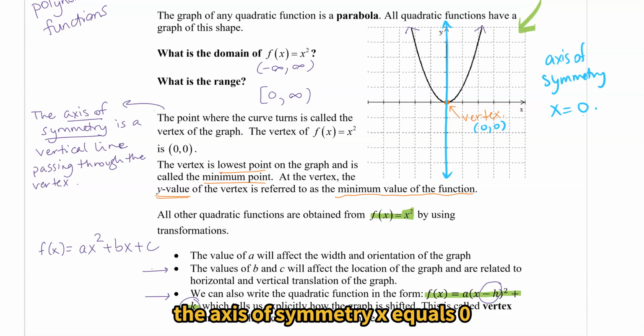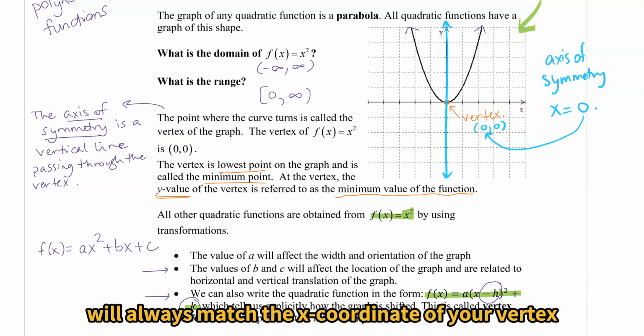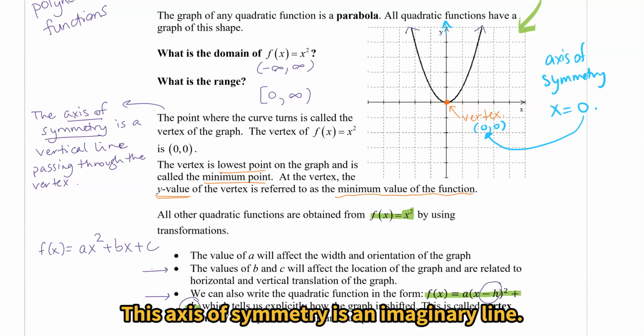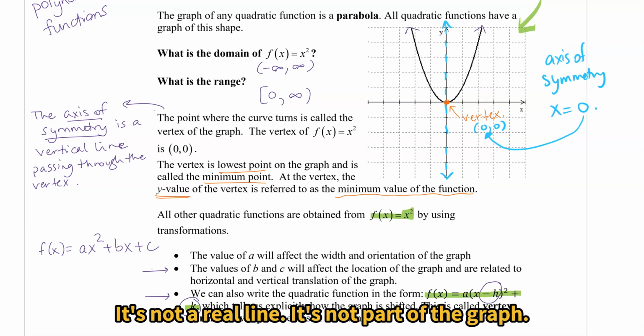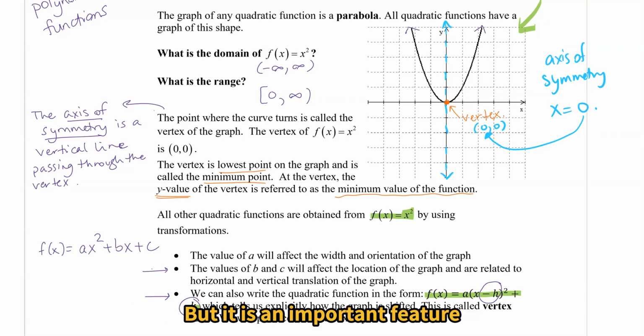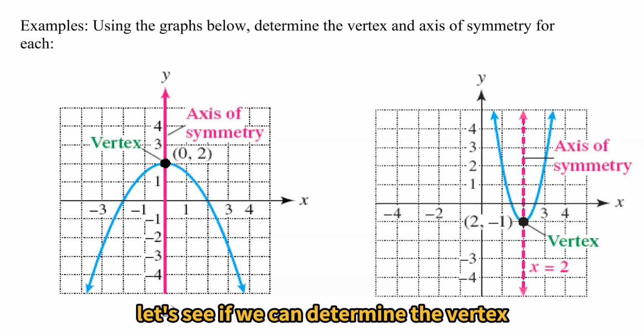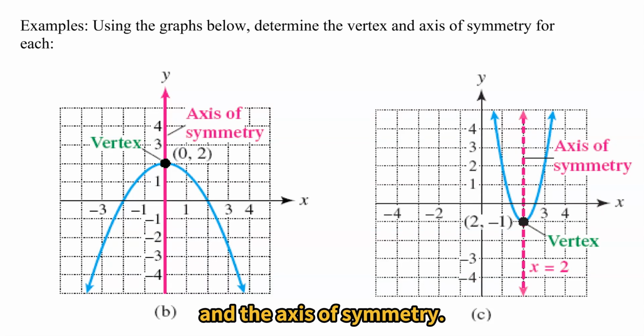The axis of symmetry x equals 0 will always match the x coordinate of your vertex because it has to pass through the vertex. This axis of symmetry is an imaginary line. It's not a real line, it's not part of the graph, but it is an important feature in talking about parabolas. In the problems given here, let's see if we can determine the vertex and the axis of symmetry.